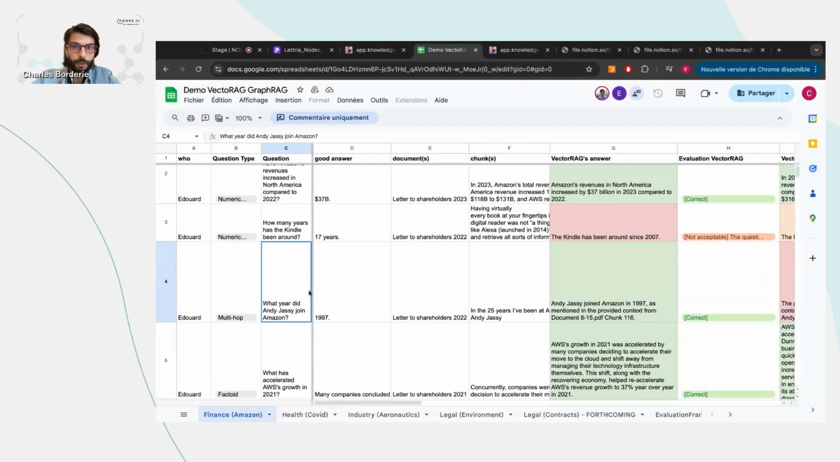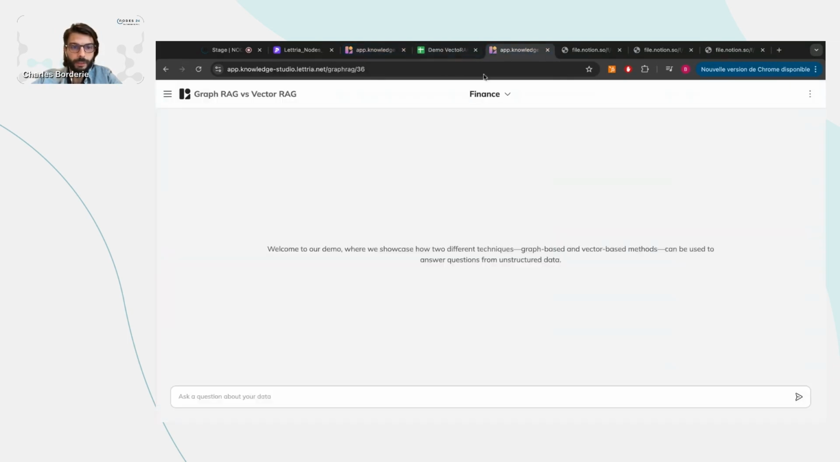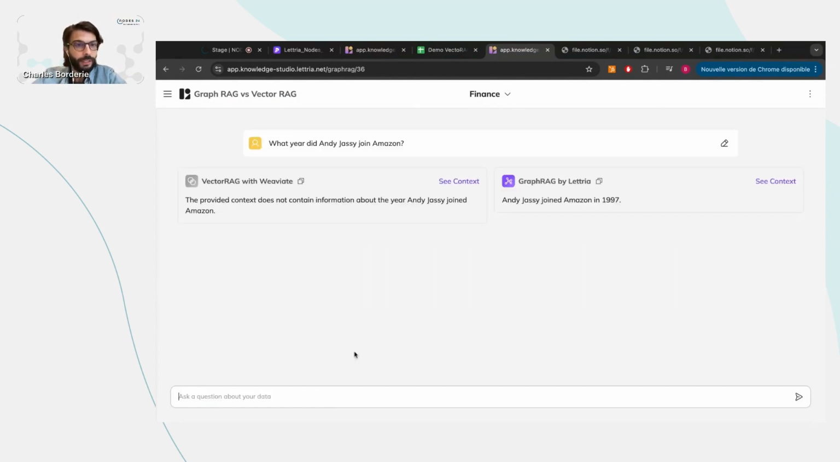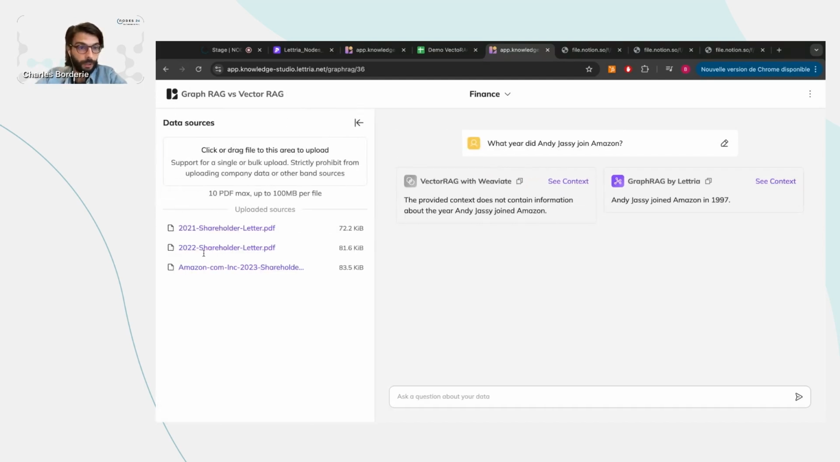Here you can see that we have emulated these questions. For example, there's a first question, which is a multi-hop question type. Basically the question is, what year did Andy Jassy join Amazon? He's the CEO of Amazon. What's interesting is that it's the same database. As you can see, I'm going to have the same documents as the input: the shareholder letters, 2021, 2022, and 2023.